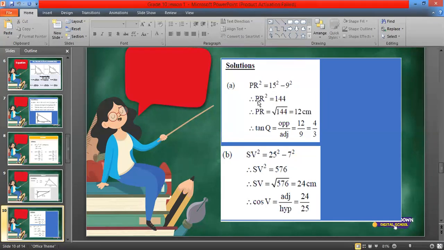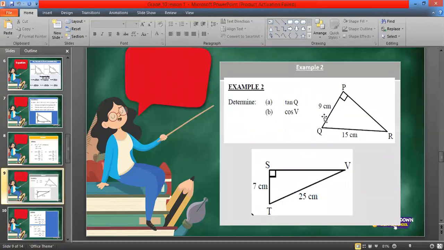Okay, so our PR will now be the square root of 144, which is 12. Remember, our PR is 12. Now from there, you can find our tan Q. Opposite will now be what? 12, which is our PR, over adjacent 9.